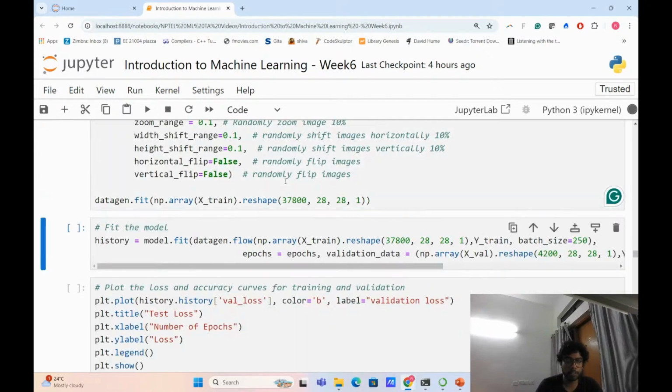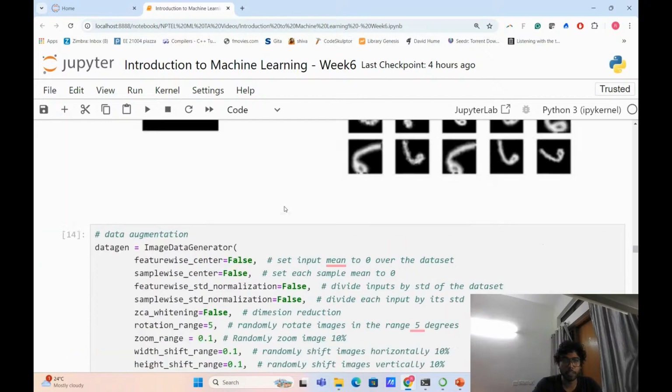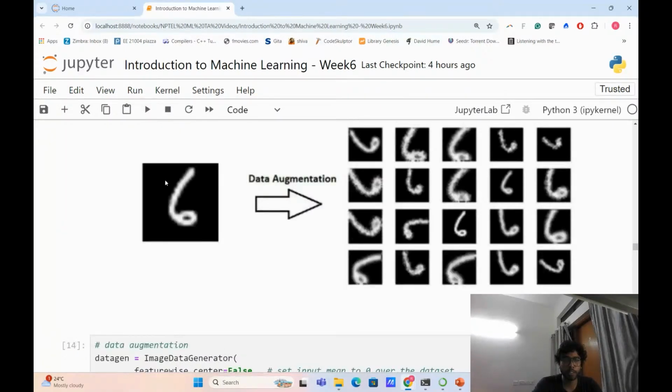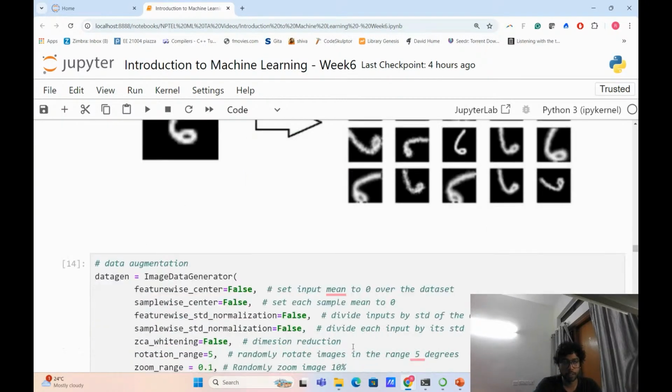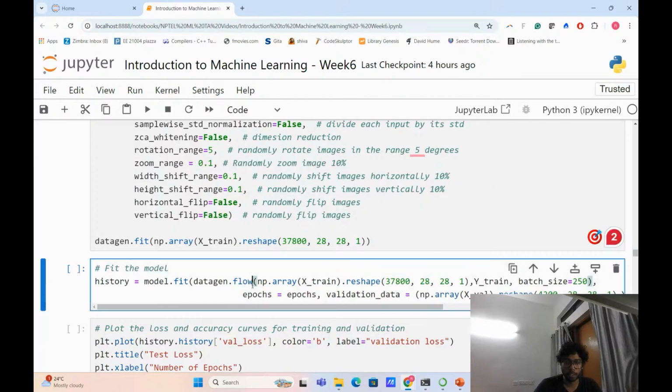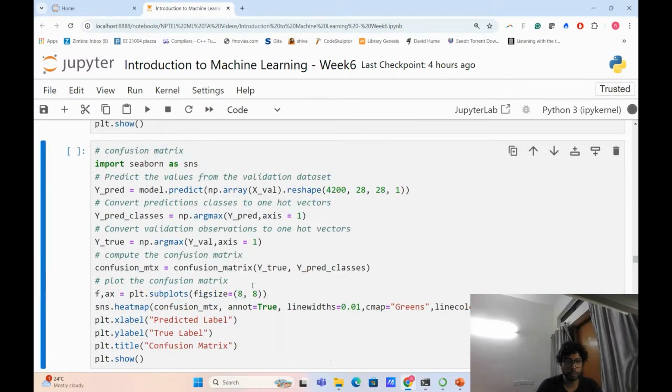And this is the data augmentation step. What we do is you basically take your original data and you transform it. For example, let's say rotate it. So this 6 you see, you rotate this 6 so that your model can see all the variations of this number 6. So it can identify a rotated 6 as well, not only when the 6 is written in the straight way. This is an example of data augmentation. And then finally you fit the model and you train it.